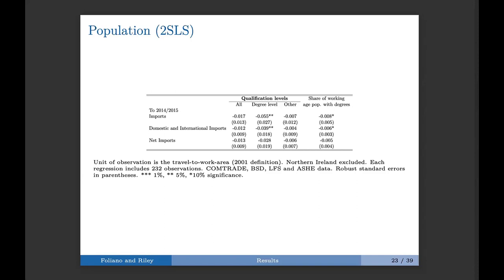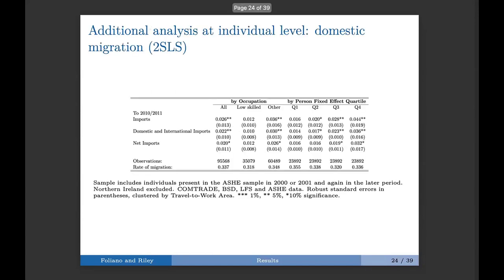And also we see that the share of working age population with degrees decreases over time. That is, areas more affected by import competition see a decrease in the share of working age population with degrees relative to other areas. We perform also an analysis using ASH data at individual level. Basically, I'm not going to go into the details, but we use longitudinal ASH data to see whether individuals who we can observe both in 2000 and 2015 are more likely to move away from areas that were more affected by trade competition. And we see that actually this is the case, that individuals who were in areas more affected by trade competition were more likely to move away. And this is particularly true for high-skilled workers and workers with high ability to earn.